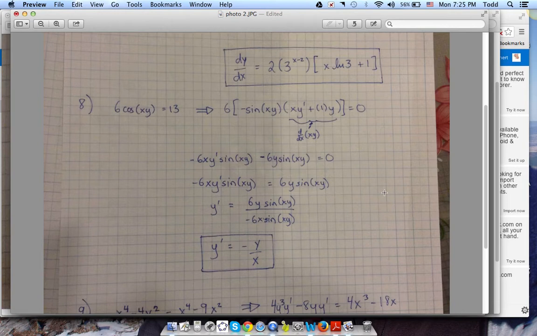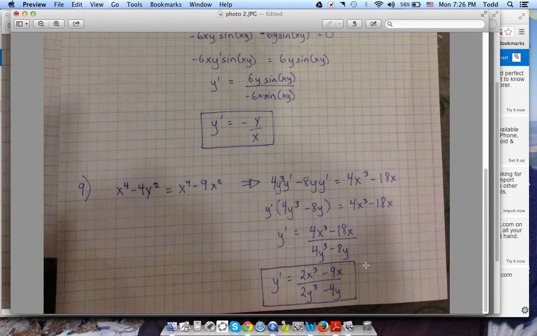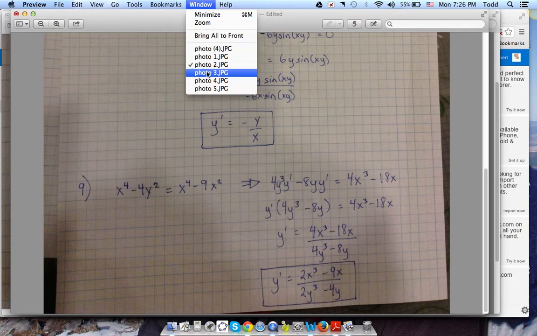Number 8, implicit differentiation. So it's all good, everything kind of canceled out. You end up with just negative y over x. Okay. Down to number 9. Again, nothing too fancy here. This is the one that had a picture of the devil's curve on it, and you just had to use implicit differentiation to find the slope at any point, x and y. So there you go. Next page.